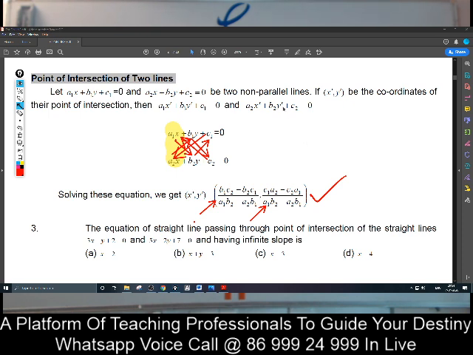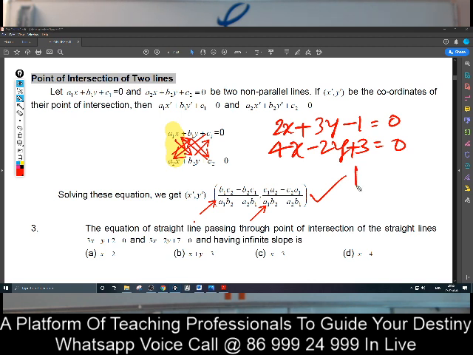C1a2 minus C2a1. Let me take a problem, then you will understand in a better way. Let me write the equations. Let me take two equations. One is 2x plus 3y minus 1 equal to 0. The other one is 4x minus 2y plus 3 equal to 0. These are the two equations.